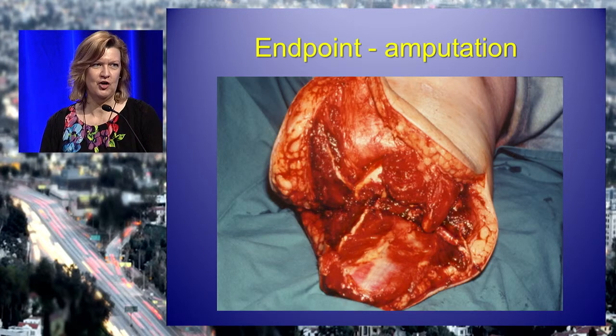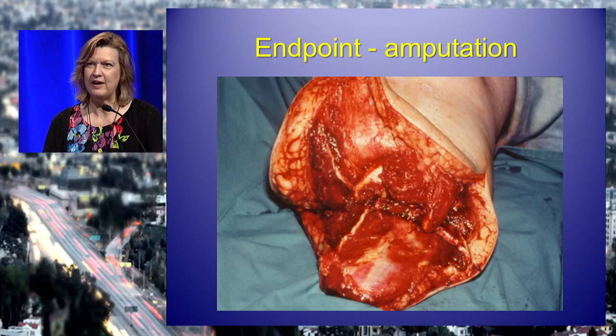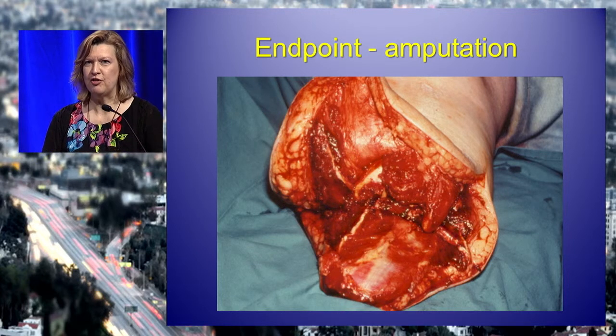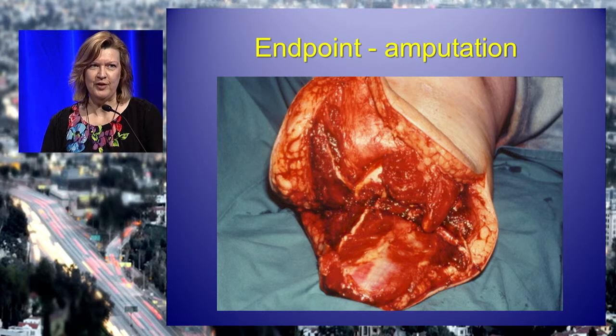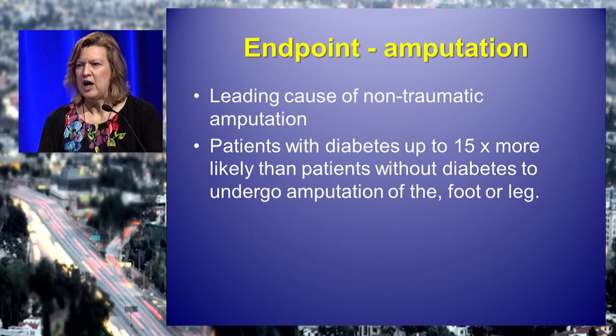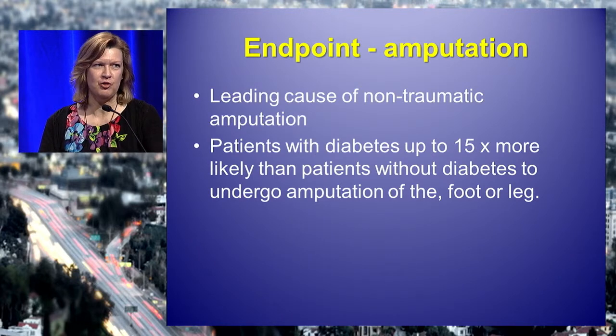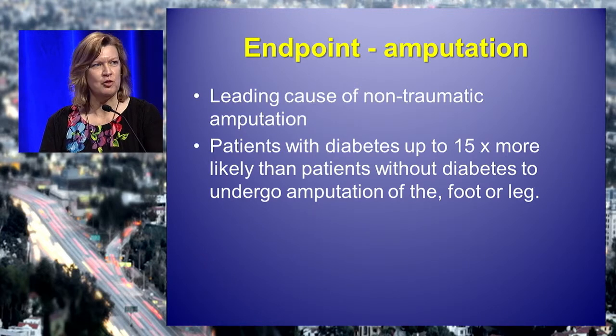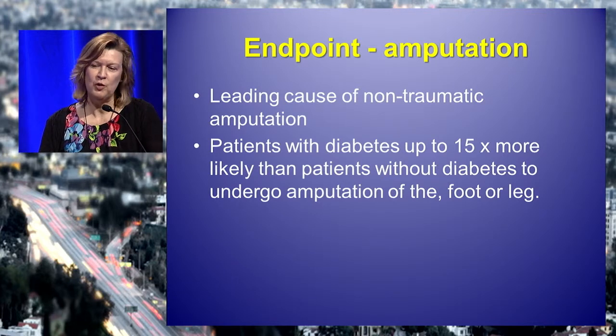Now, we've actually heard quite a lot about endpoints already today, which makes my job an awful lot easier. And we've spoken a lot about amputations already. And we all know that this is a far too frequent endpoint of diabetic foot disease. And we've heard so many data already today. We already know that it's the leading cause of non-traumatic amputation, and that patients with diabetes are up to 15 times more likely than patients without diabetes to undergo a major amputation. That's an endpoint. We know all of this.